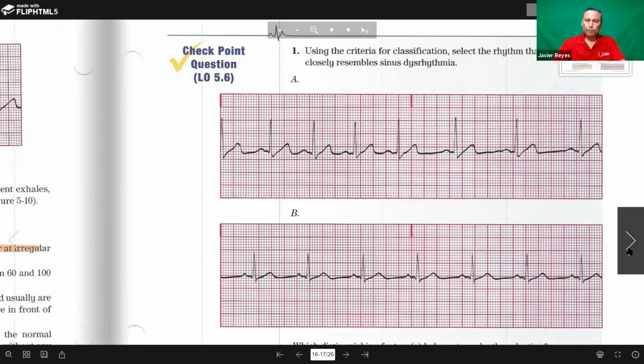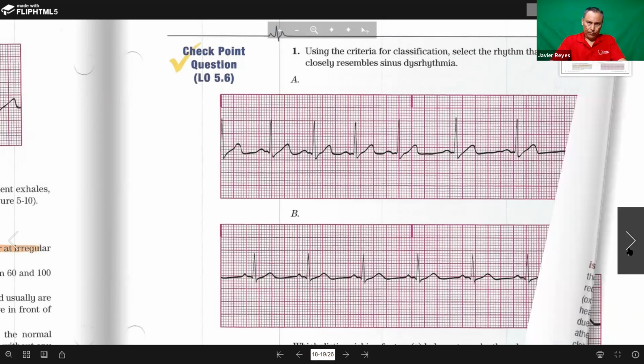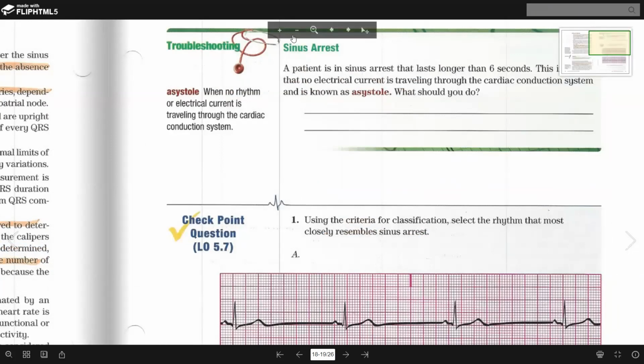Any questions, ladies? Sinus dysrhythmia. This is the first abnormal one that we look at, so please make sure that you go over it. Make a note: sinus dysrhythmia, look for irregular PPs or RRs. All right. Can we move on to the next one? Do you have any questions here? Hello? No question. All right.